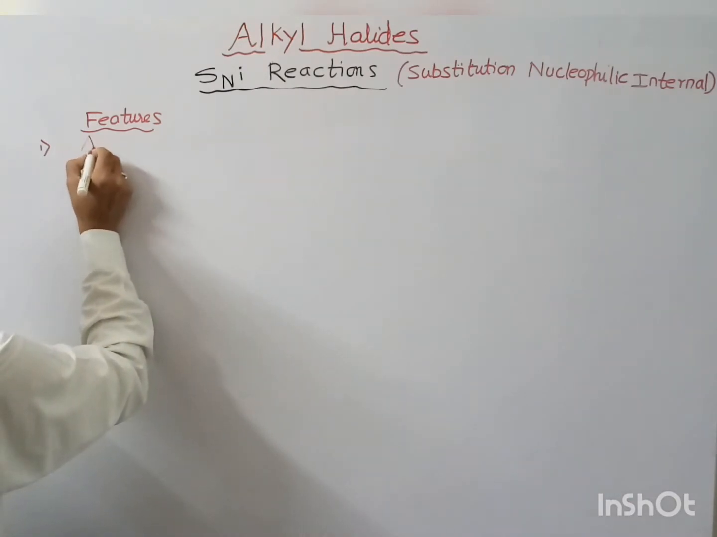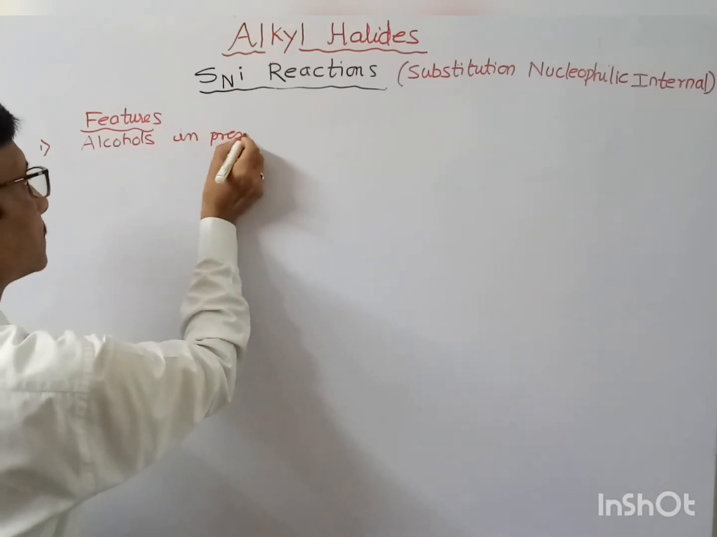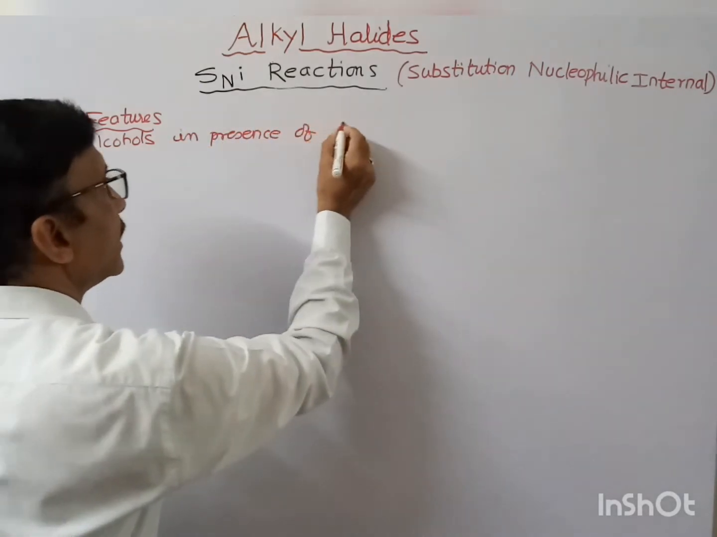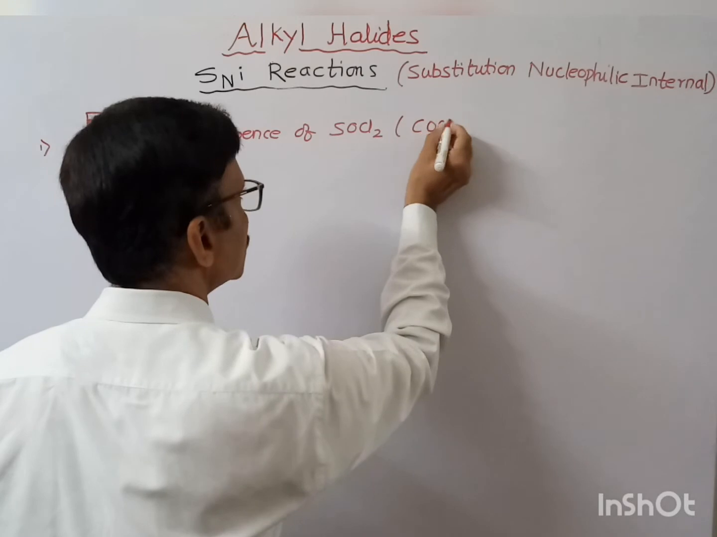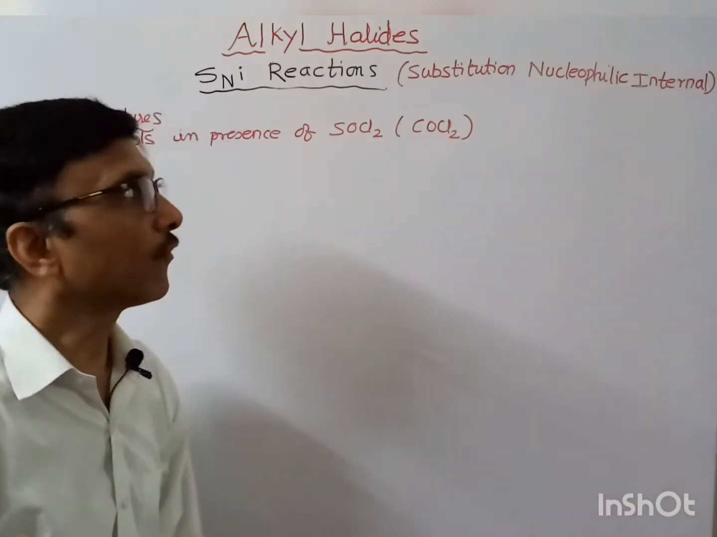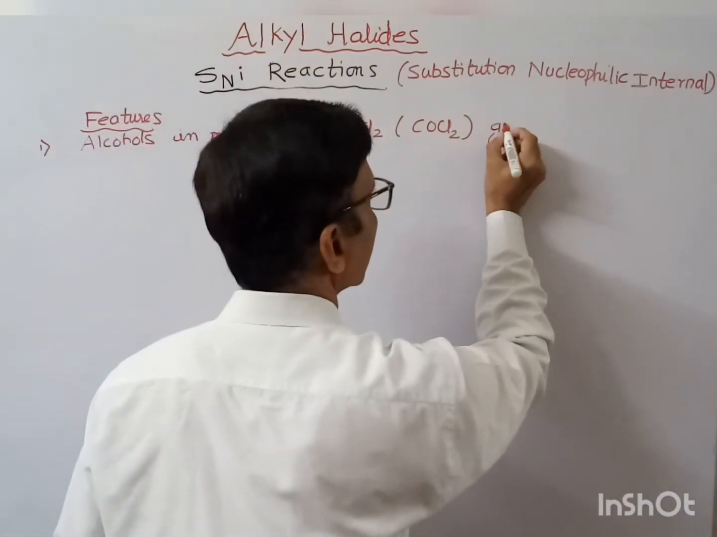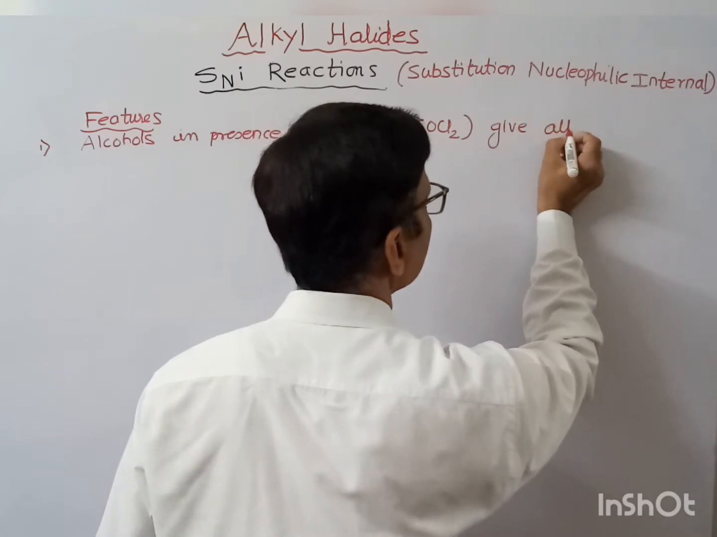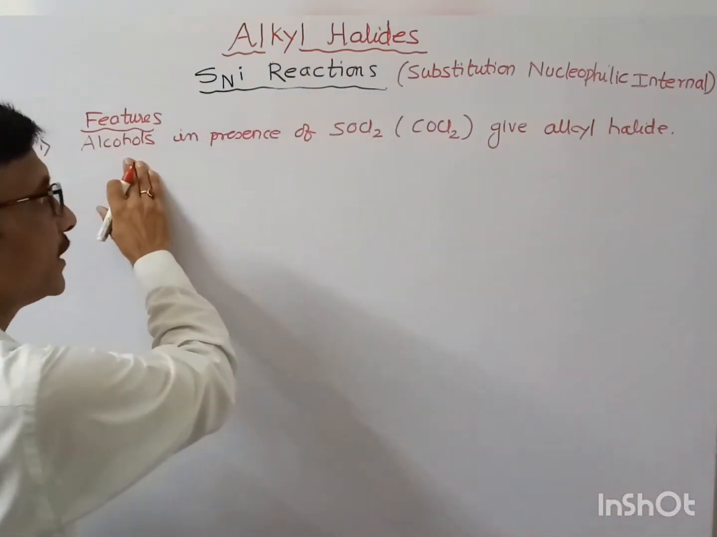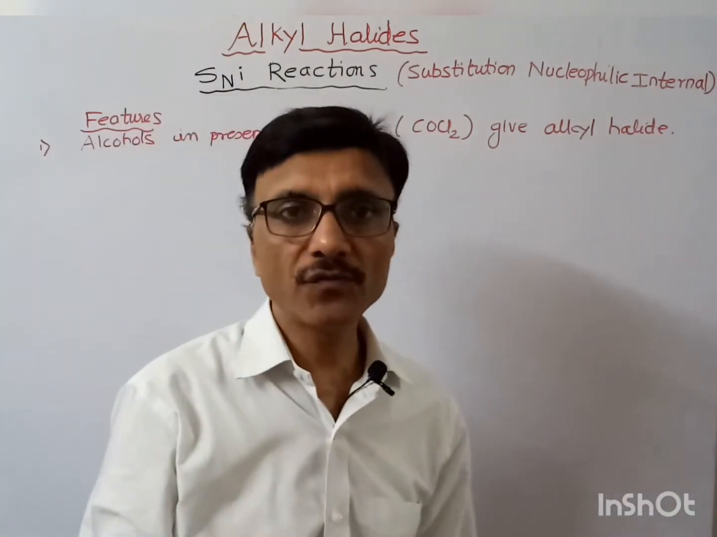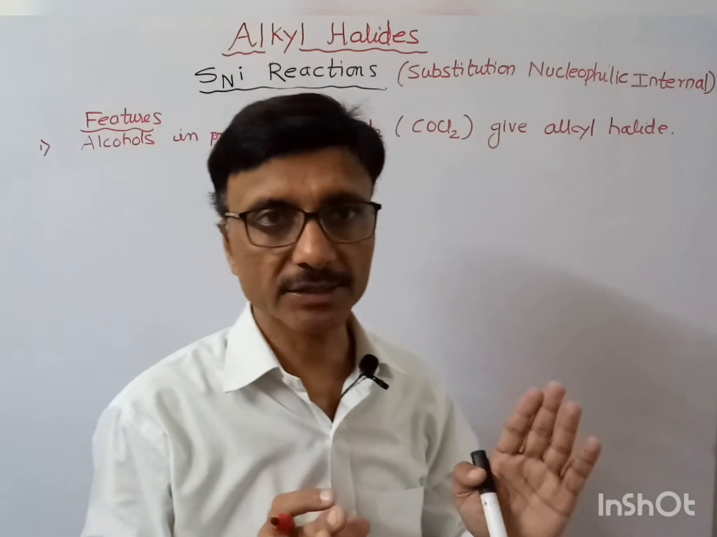So alcohols in presence of SOCl2, or sometimes we can say COCl2 also, that is called the phosgene gas. So alcohols in presence of thionyl chloride give alkyl halide. Okay. So alcohol can undergo nucleophilic substitution reaction, but that reaction is called the SNi reaction.